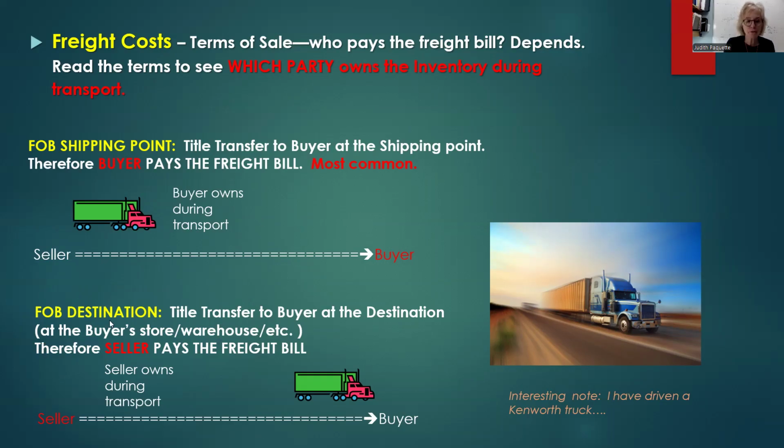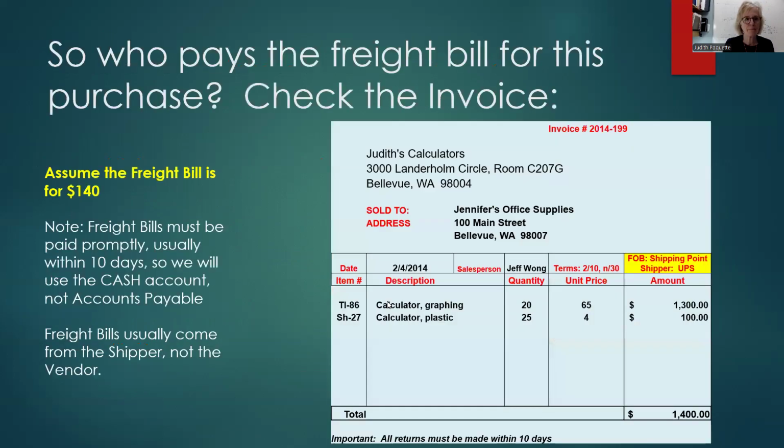If the terms were FOB destination, the seller would pay the freight bill, and ownership would transfer when the goods arrive at the buyer's store or warehouse. Now, like I said, FOB shipping point is most popular. All right. FOB shipping point.